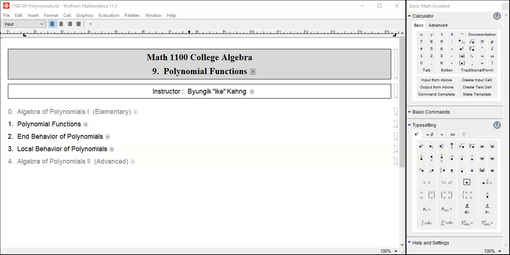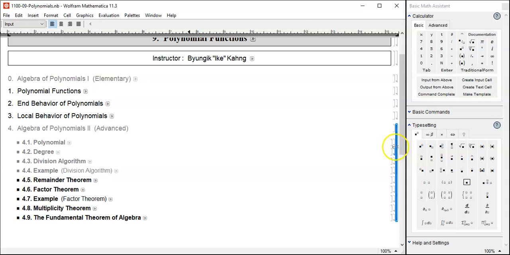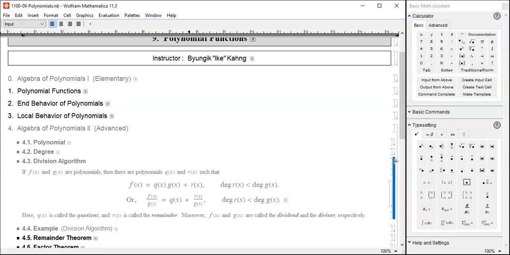Hello students, welcome back. As an optional lesson, let's do some advanced algebra. We already know what a polynomial is, what degree is, and what we mean by the division algorithm. Well, let's talk about the division algorithm just a little bit.